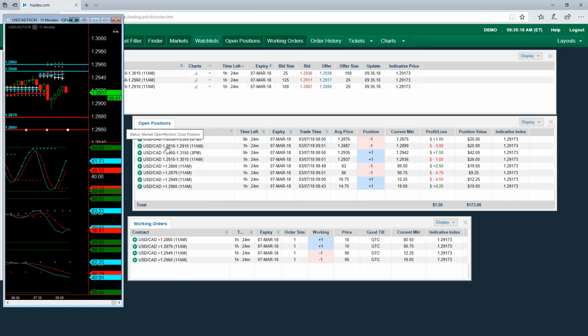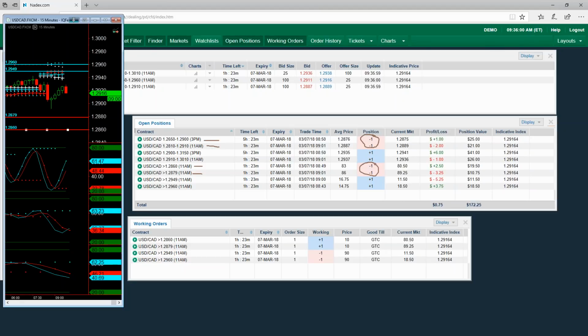You could also short the 1.2810 to 1.2910 spread that expires at 11 a.m. You could also choose to short the 2860 area or the 2879. What's the difference between those two? The biggest difference is this is a 2-hour binary. This is a daily. This is a 2-hour spread. This is a daily spread. Okay? That would be directional if you had a short bias. Does everybody understand that?